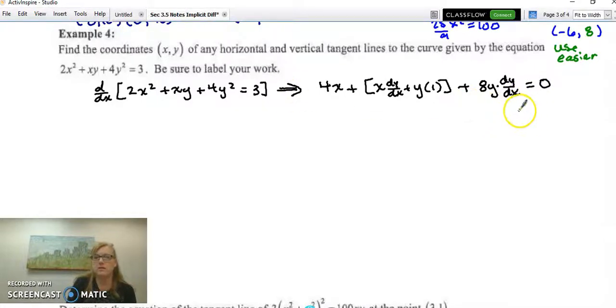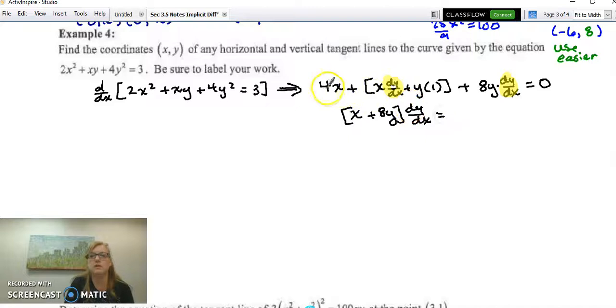Now I am going to go ahead and solve this for dy/dx, and you'll get used to this. We do so many of these in practice. You have a dy/dx in both of these places. So there's one here and there's one here. So we do want to keep those together, and then everything else ship it to the other side. So you're going to have the x from here plus the 8y from here times that dy/dx equals, and then everything that didn't have it, ship it to the other side, minus 4x minus y.